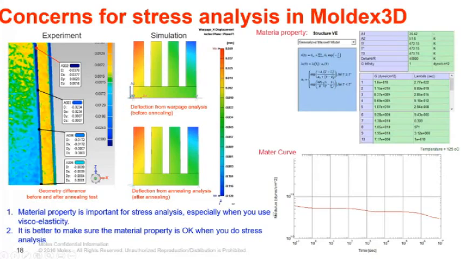So we probably need to do a test, because this material data is generic and probably needs a test for accuracy. So I think this gives us an idea that the material property is also critical for the warpage analysis or the annealing analysis.